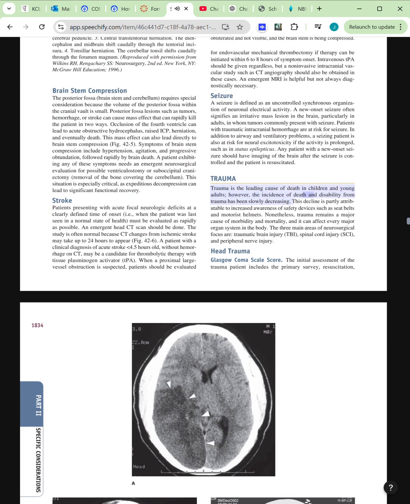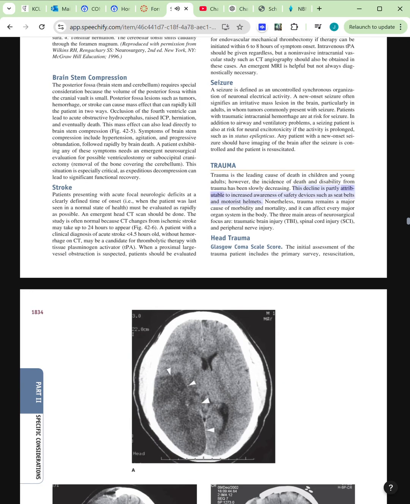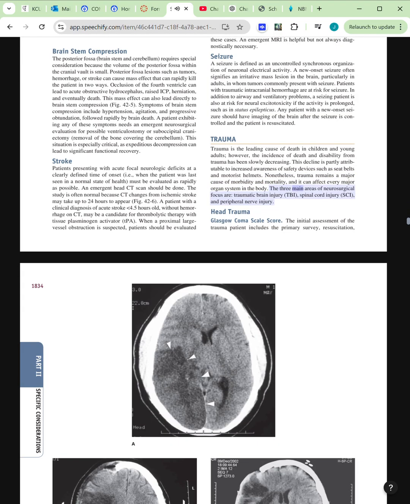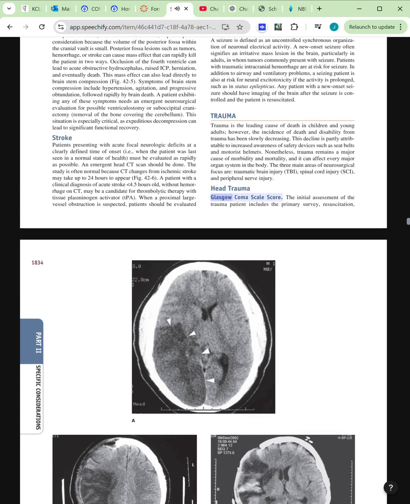Trauma. Trauma is the leading cause of death in children and young adults. The incidence of death and disability from trauma has been slowly decreasing. This decline is partly attributable to increased awareness of safety devices such as seat belts and motorist helmets. Nonetheless, trauma remains a major cause of morbidity and mortality, and it can affect every major organ system in the body. The three main areas of neurosurgical focus are traumatic brain injury, spinal cord injury, and peripheral nerve injury.